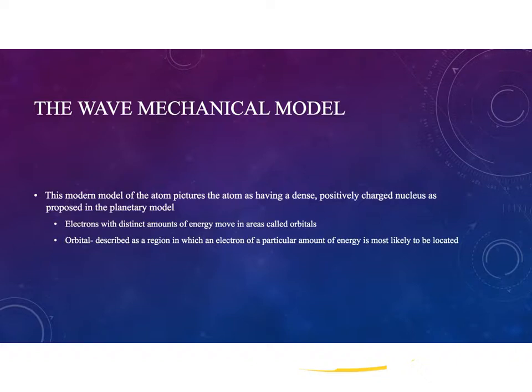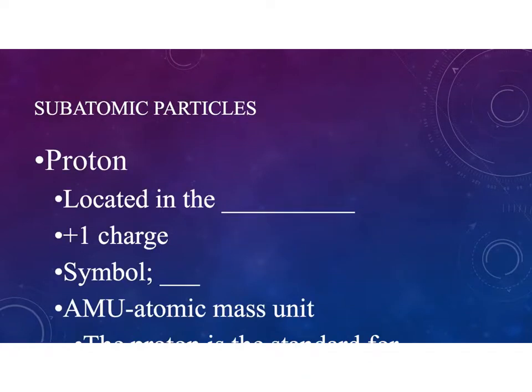Electrons with distinct amounts of energy move in areas called orbitals. And an orbital is described as a region in which an electron of a particular amount of energy is most likely to be located. This comes in handy later on, and I'll explain why. So again, electrons are never in one single spot. They're in a general area. Next slide.